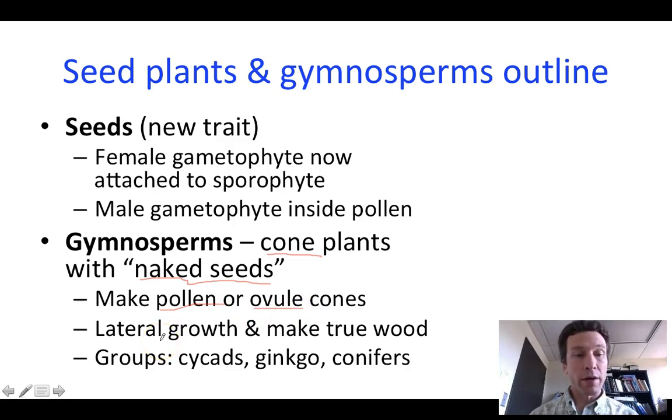They also are capable of lateral growth. So if you remember back to the stem lecture, they have a vascular cambium and they are able to make new xylem, and hence they can make true wood. We will focus on three groups of gymnosperms. We'll talk about the cycads, the ginkgos, and the conifers.